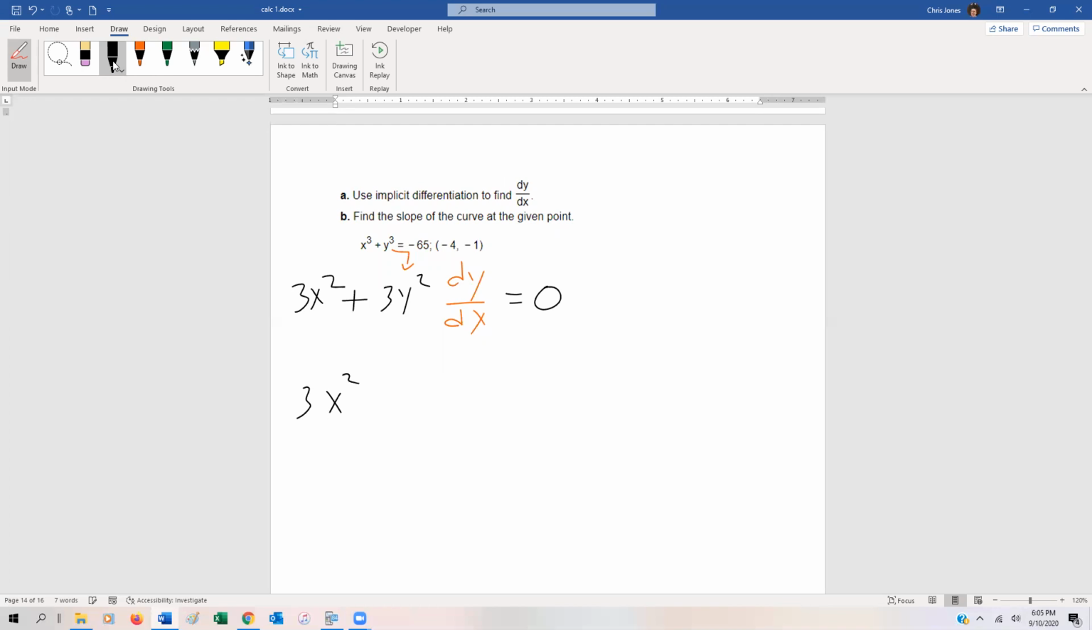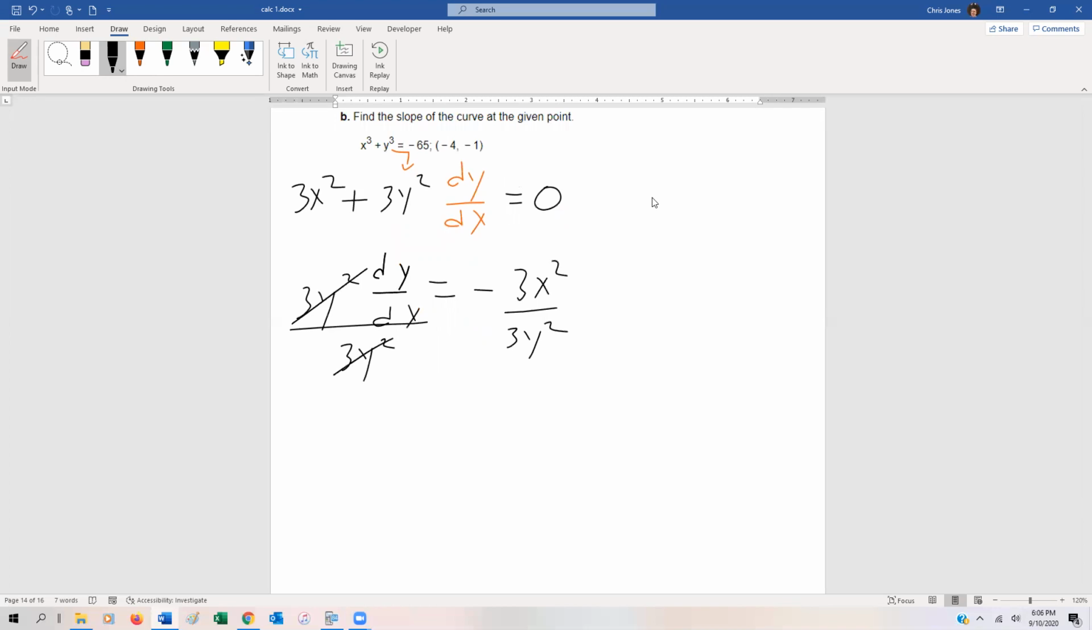So we get 3y squared dy/dx is going to be equal to negative 3x squared. And then we're going to divide both sides by 3y squared. Now the 3's are going to cancel out, obviously, and the y squareds are going to cancel out. So what are we left with? We're left with the slope anywhere on that relation, dy/dx, is going to be equal to negative x squared over y squared. So that's part A that we were asked to do.